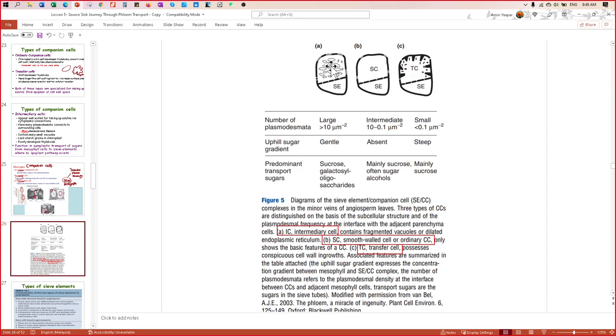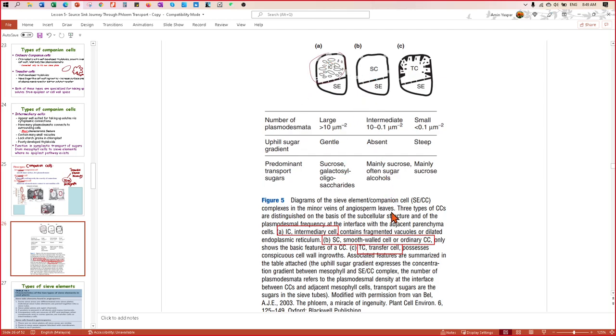The first is the intermediary cell. The uphill sugar movement is very gentle. It predominantly transports what? Sucrose, galactose, and oligosaccharides. So many things. How is it possible? Because the plasmodesmata are large, so you have a variety of substances that can be transported through this kind of cell.